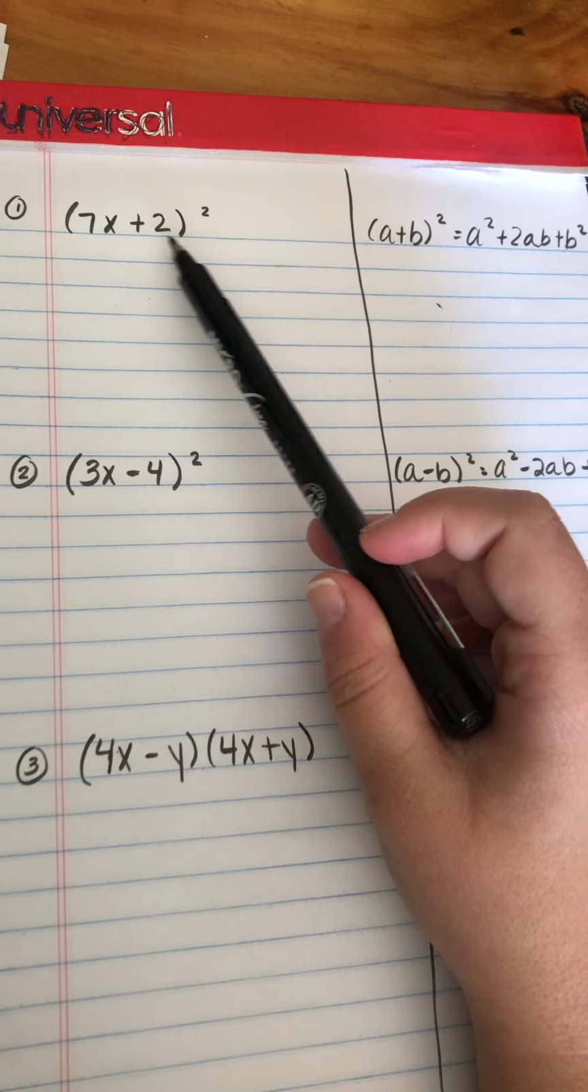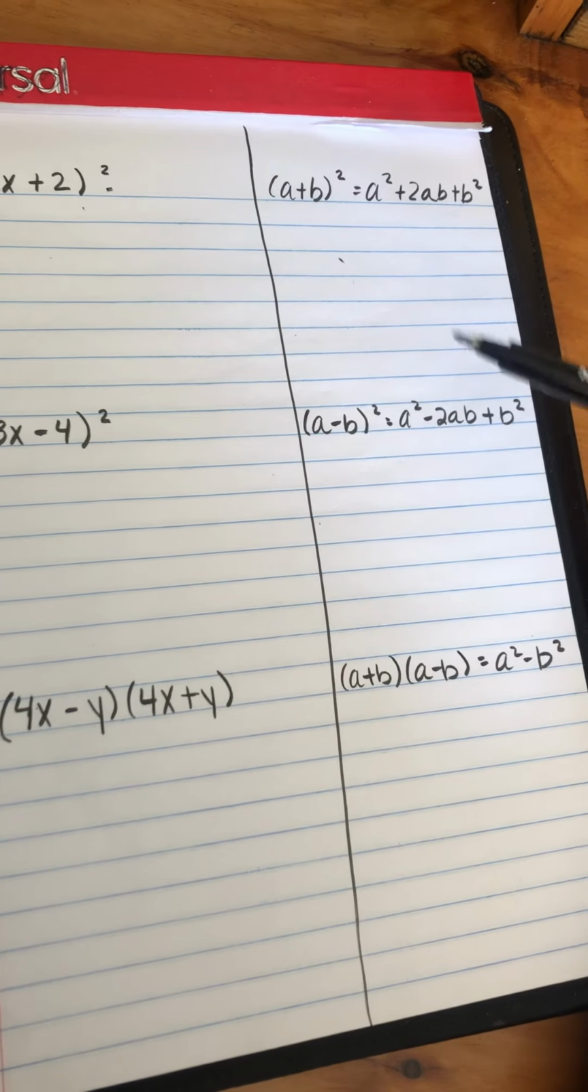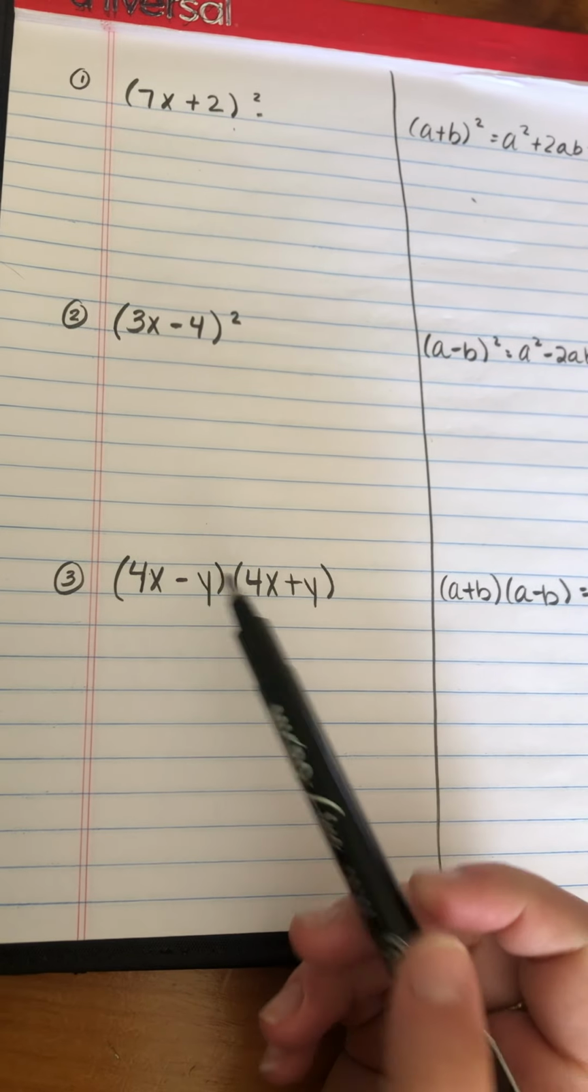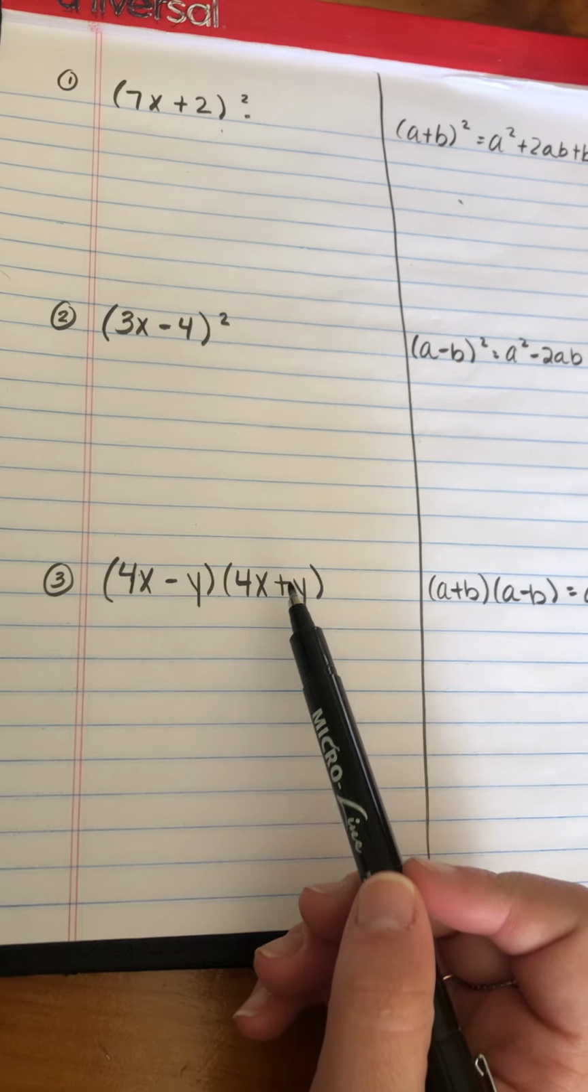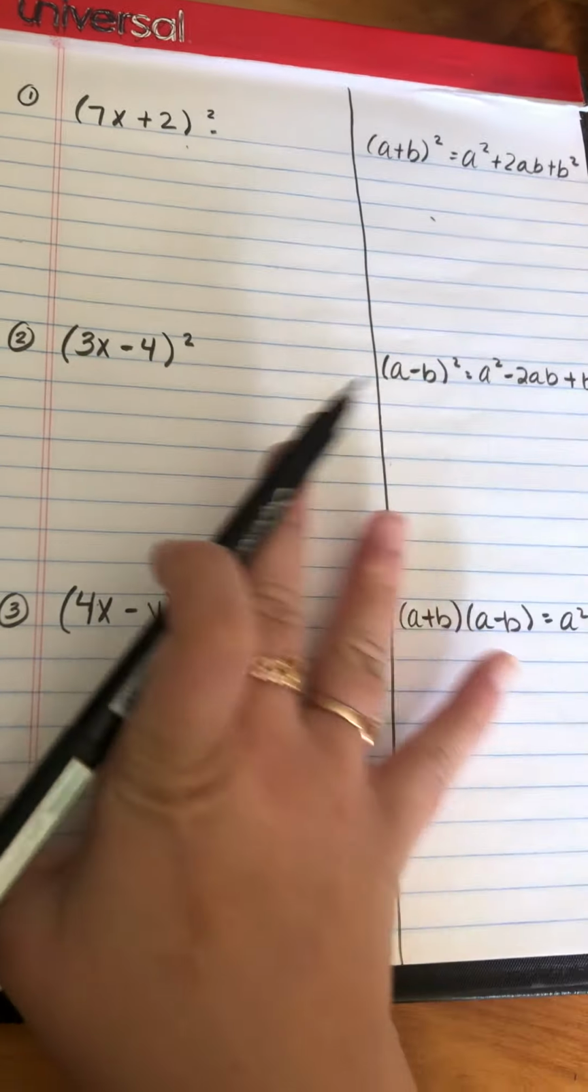So if I have a binomial and we're just multiplying it by itself, whether it has a plus or a minus sign, we have two different rules that go along with that. And then if I have two binomials that are exactly the same except one's a plus sign, one's a minus sign, then I also have its own special rule to go along with that.